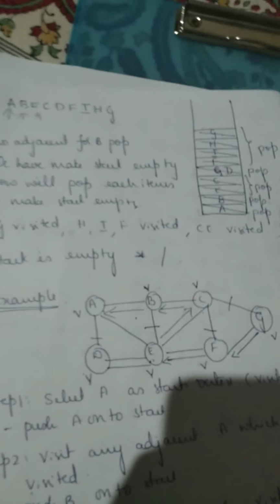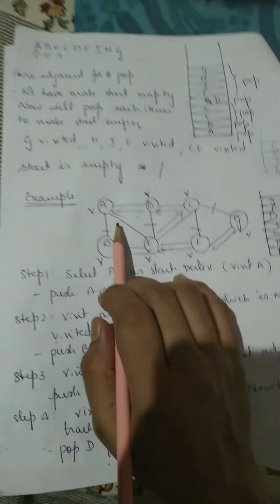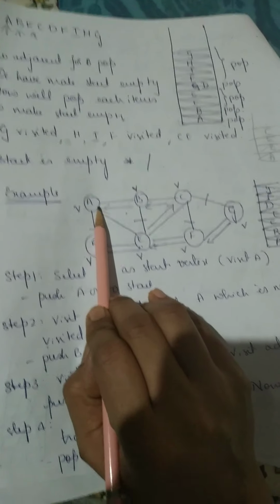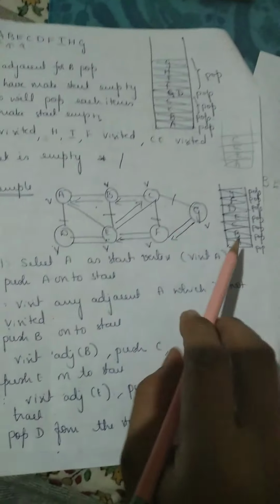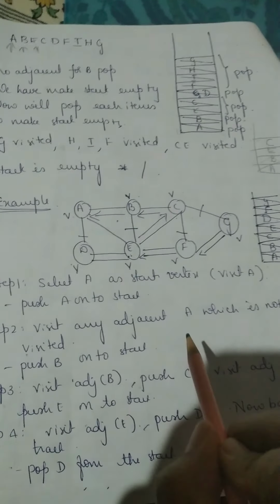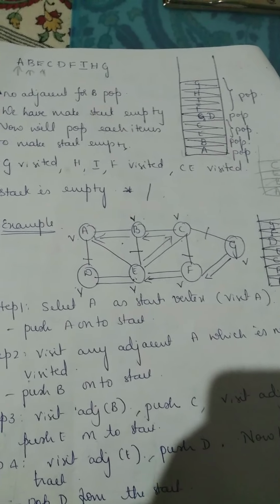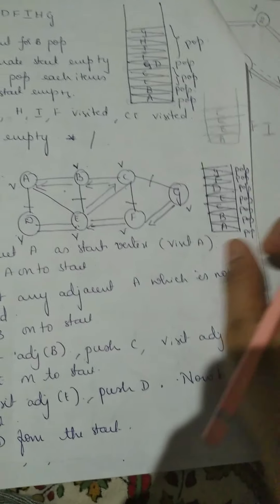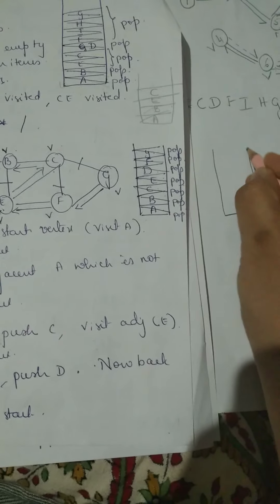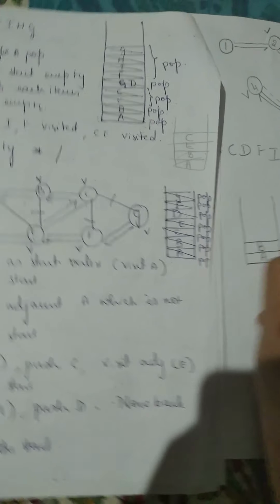This is one method. You can go through this method also. Okay. One more method for DFS. This is another example. Select A as the start vertex, visit A and push A onto the top of the stack. Visit any adjacent vertex from A which is not visited. I'll select only one, B. Push that B onto the stack. Right? The stack will look like this. Push A and push B.